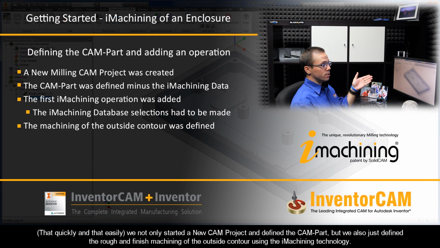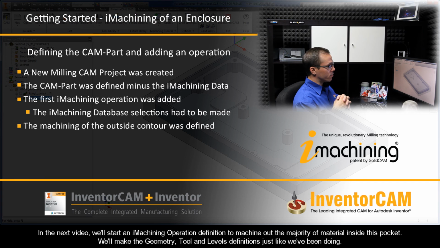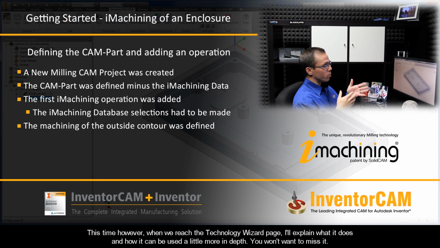That quickly and that easily, we not only started a new CAM project and defined the CAMPart, but we also just defined the rough and finish machining of the outside contour using the iMachining technology. In the next video, we'll start an iMachining operation definition to machine out the majority of material inside this pocket. We'll make the geometry, tool, and levels definitions just like we've been doing. This time, however, when we reach the Technology Wizard page, I'll explain what it does and how it can be used a little bit more in depth. You won't want to miss it.